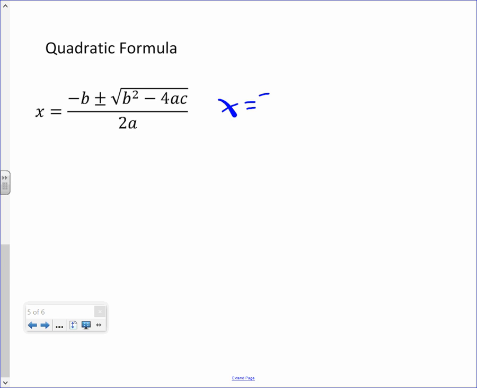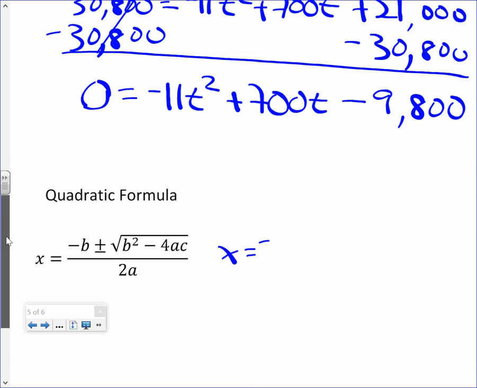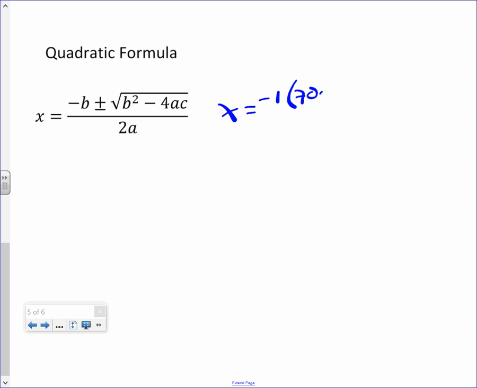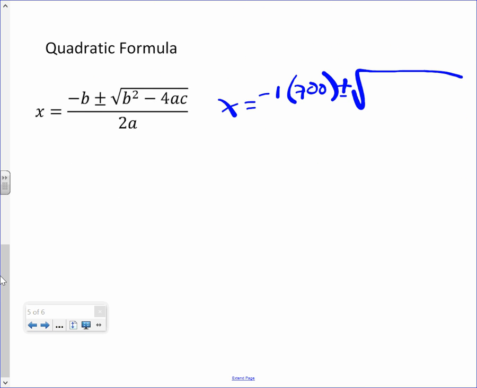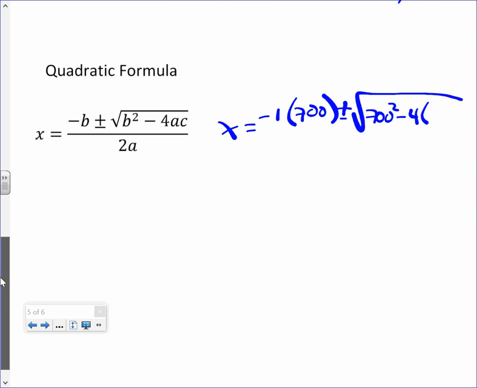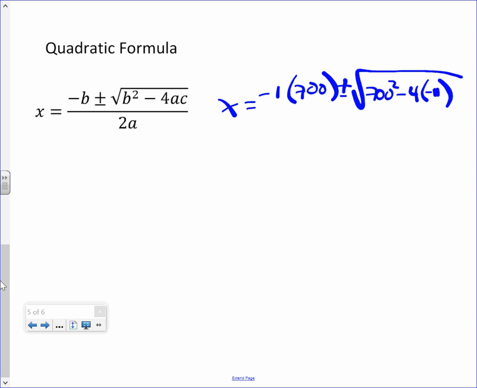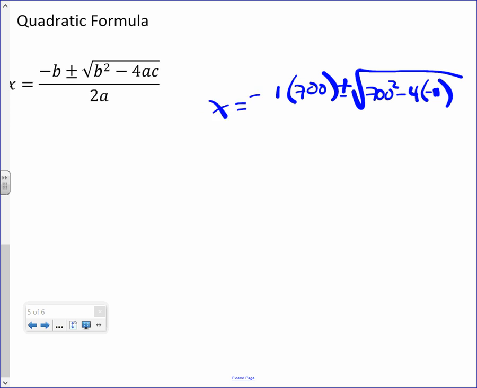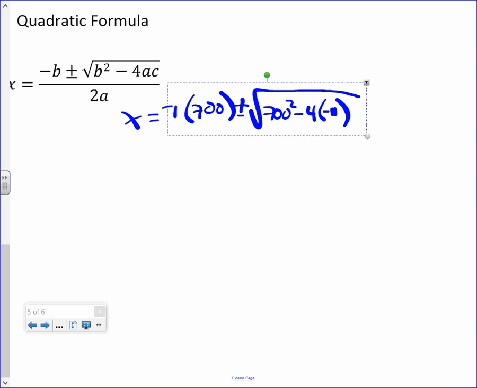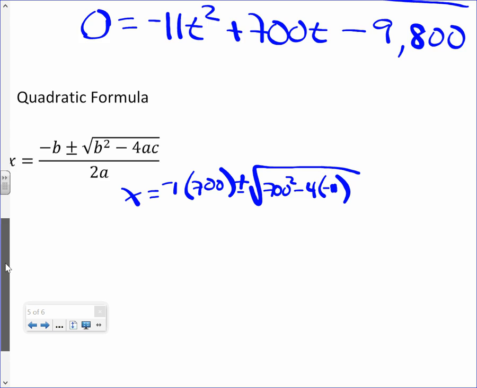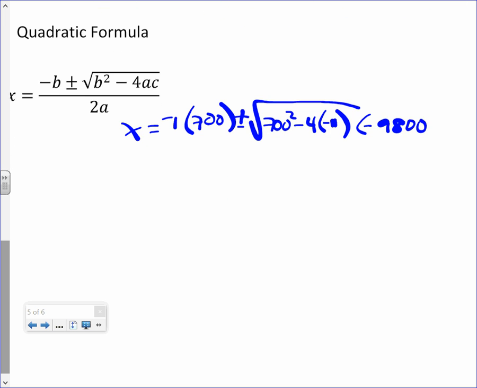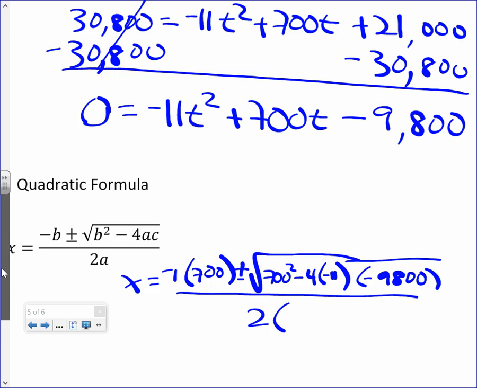x is negative b. That means I got a negative 700. Negative 1 times 700. There's your negative b. Plus and minus. Here we go. b squared minus 4ac. 700 squared minus 4 times a. a is negative 11 times c, right? I'm going to go ahead and scoot this over here so I have some more room. Minus 4 times a times c. c is negative 9,800. Negative 9,800. All over 2 times a. What's a again? Negative 11.